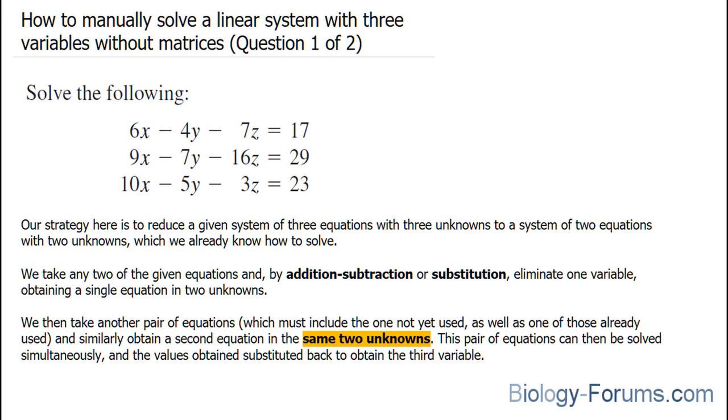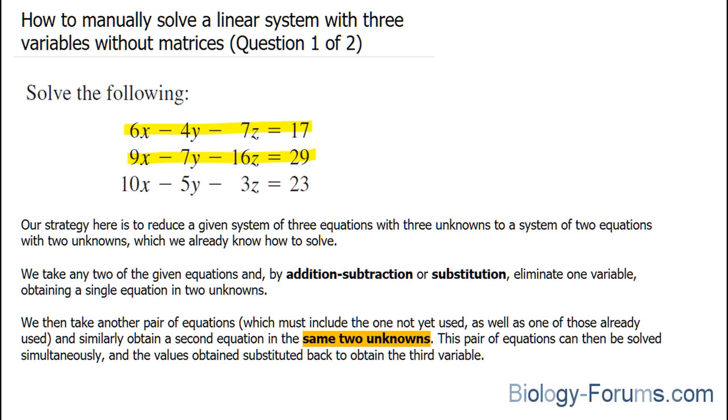And the way we do it is we take any 2 of these 3 equations, and by using either addition, subtraction, or substitution, we eliminate one of the variables, producing a single equation in 2 unknowns. So what we'll do first is we'll pick 2 of these equations and then another 2 equations, and we will eliminate the same letter twice. And what we'll have is a linear system of 2 unknowns. Let me show you what I mean. Let's get started. Let's start off by trying to eliminate y from these 2 equations.